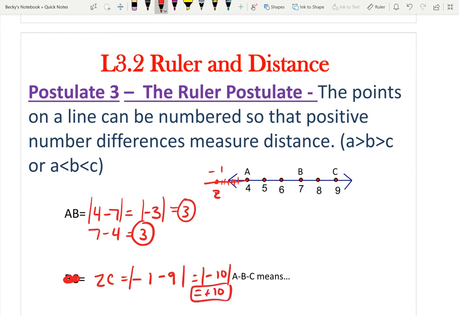Now let's say you want to do the coordinates opposite. Remember, always start with the bigger coordinate. So 9 minus the -1, and double negative turns into a positive, so your answer is 10.